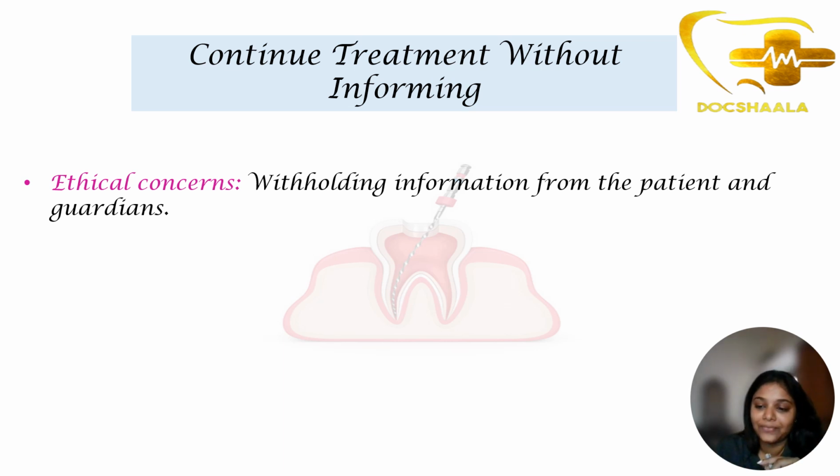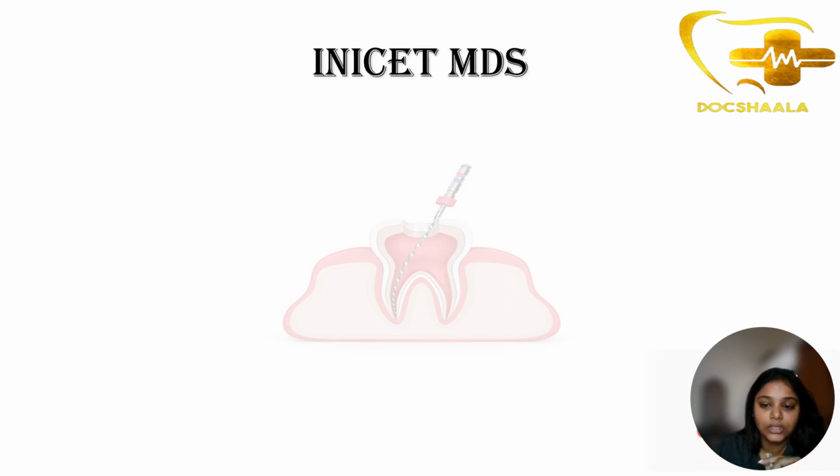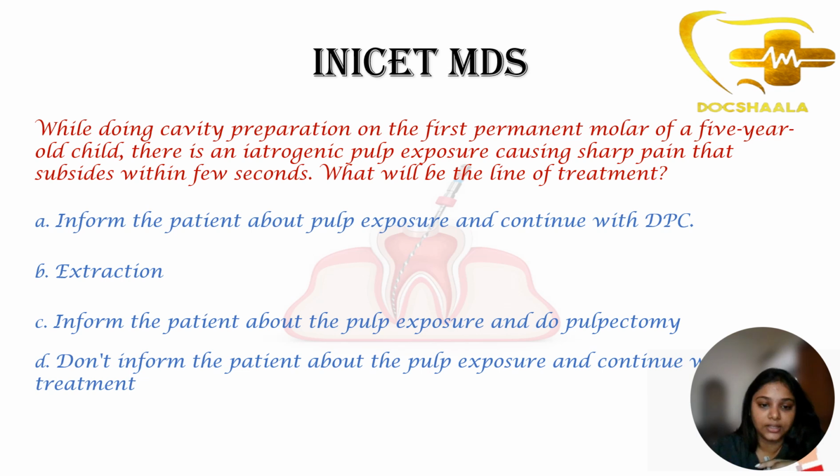So from the options given, we can come to the answer that we have to inform the patient, concerning ethics, and also do pulpectomy, after which, if needed, we can do apexogenesis or apexification, depending upon the prognosis of the tooth. So option C is the right answer, right?